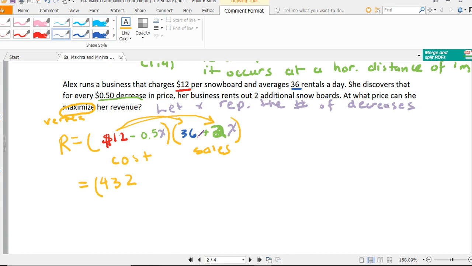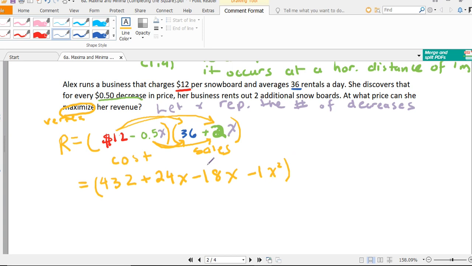Okay, so 12 times 36, perfect. And then if I multiply the 12 by the 2, that'll give me 24x. And then I'll multiply that in, so negative 0.5 times 36 would be negative 18x, and then negative 0.5 times 2, well, half of 2, that's just negative 1x squared.